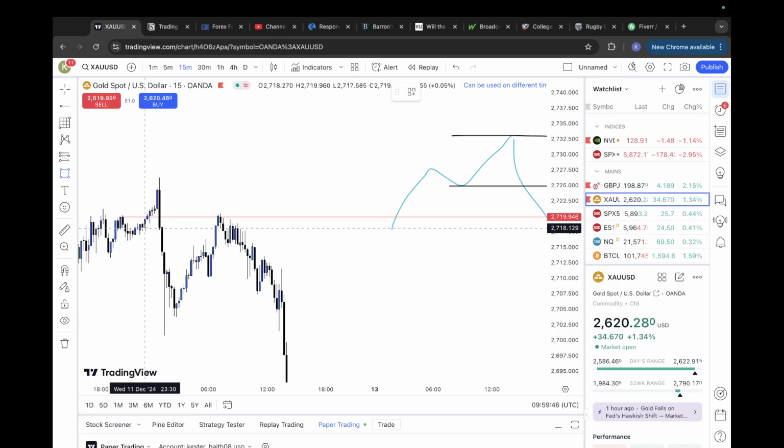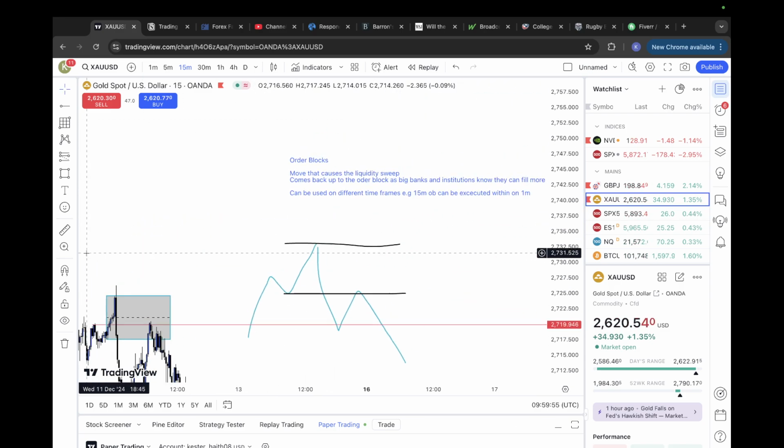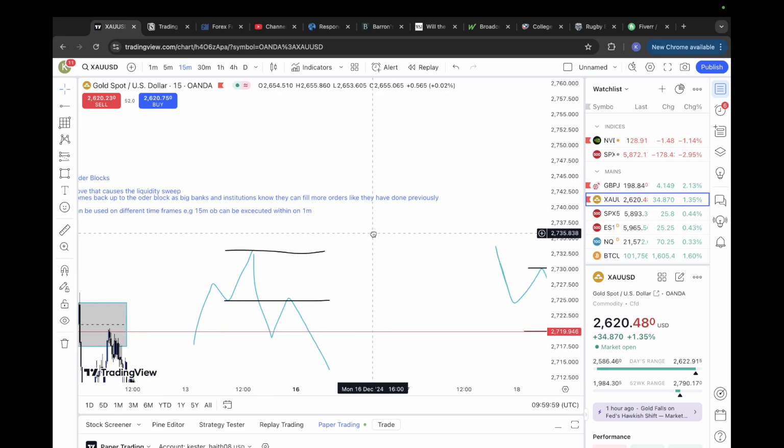So you can see the move up here is all of them blue candles, which are green candles. I just changed the colour. So this is the order block within here. So it's just a move up that causes a liquidity sweep. And it's important to understand why these occur.